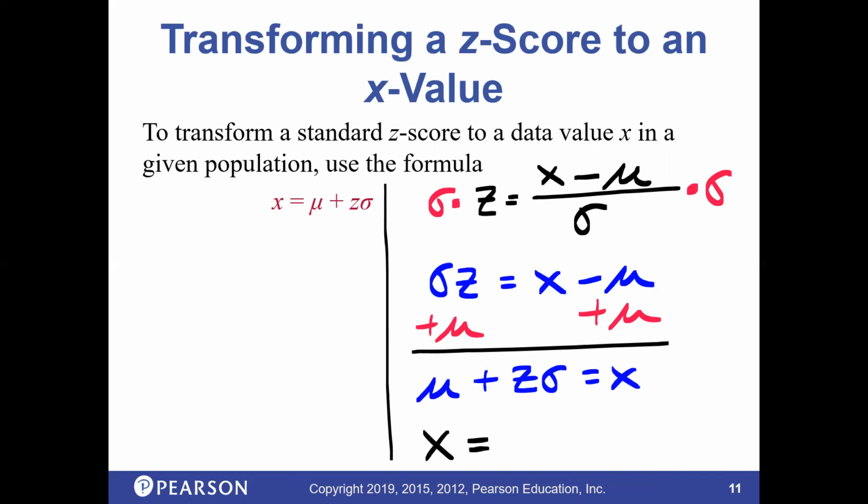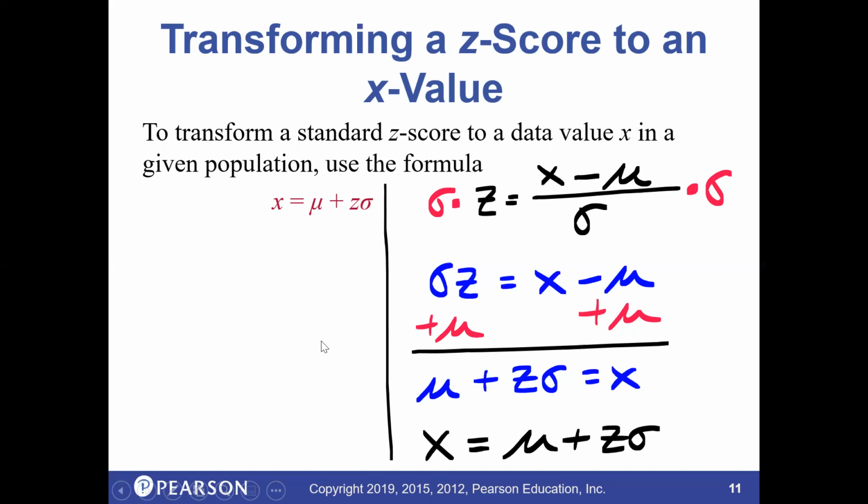So x equals, and it doesn't really matter if you put the z times the standard deviation plus mu or mu plus, it doesn't matter which direction. The book just had to pick which way they're going to do it, so that's the way they picked. That's cool. Okay, so there's the next step, and we're going to put them together in just a bit. Let's do some practice items real quickly.